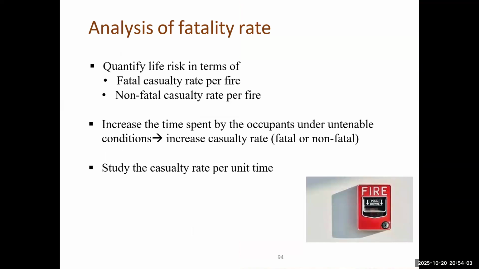In the analysis of fatality rates, we quantify the life risk using what? Metrics like the fatal casualty rate per fire. The fundamental relation is that as the time occupants spend under untenable conditions increases, the casualty rate will increase. Therefore, to save lives, we must compress the timeline from ignition to safety.